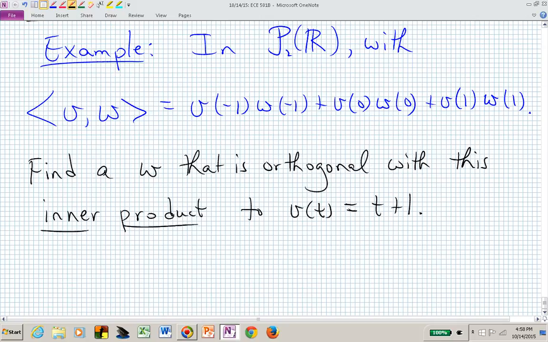And in this particular example, it's going to depend on the definition or the rule that we're using for our inner product. Now, how are we going to do this? How do we find a w that will be orthogonal to v?